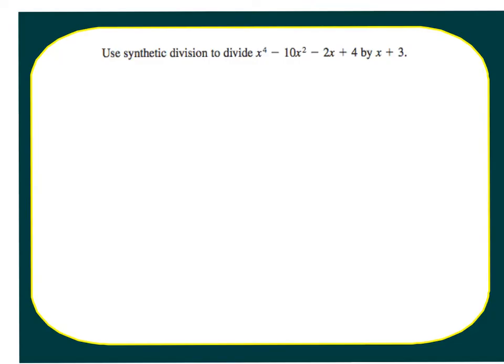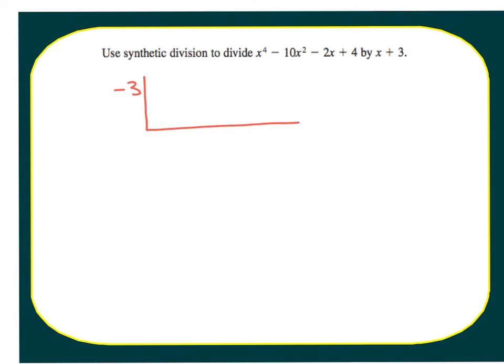All right. So I'm going to divide x to the 4th minus 10x squared minus 2x plus 4 by x plus 3. All right. So what's my k? My k is negative 3. You can only use synthetic division when you divide by a linear. Is everybody hearing that? If you divide by an x squared, can you use synthetic? No, you can't. All right.